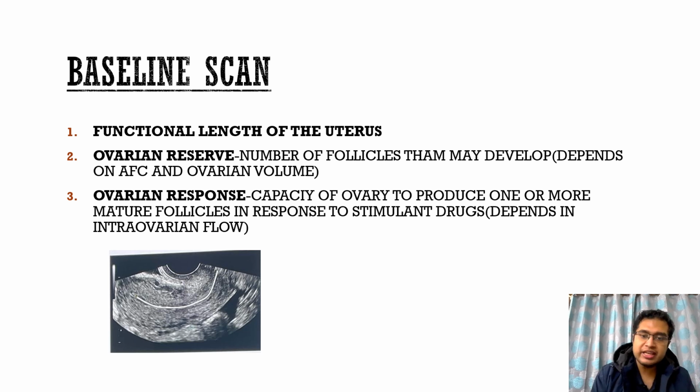While ovarian response is the capacity of the ovary to produce one or more mature follicles in response to stimulant drugs, which depends on the intra-ovarian flow. So there is the use of color Doppler here. So that is the intra-ovarian flow, that is a stromal flow. So ovarian reserve as well as the ovarian response are to be assessed on baseline scan along with the functional length of the uterus. What is the functional length of the uterus? From the beginning of the endometrium to the end of endometrium is the functional length of the uterus. So functional length of the uterus, ovarian reserve, and ovarian response are seen in baseline scan.